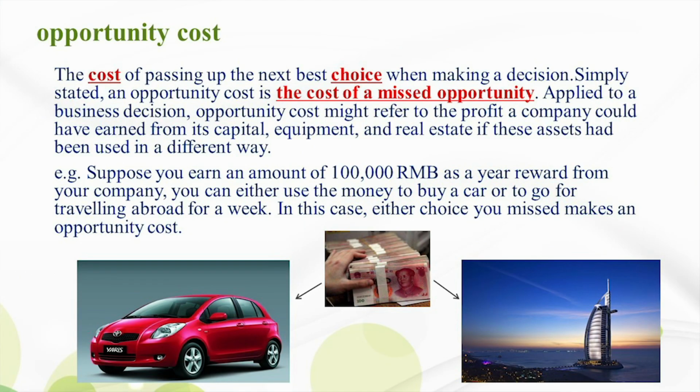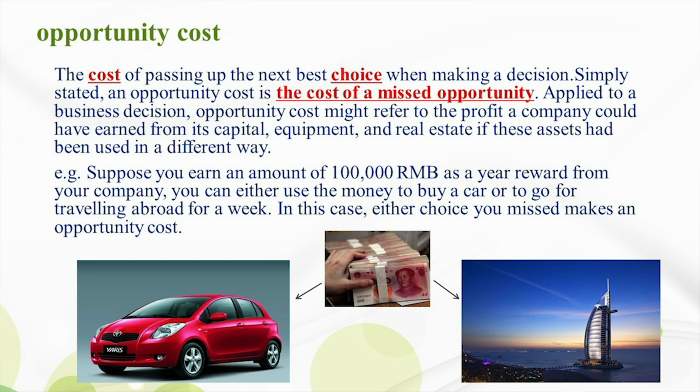For example, suppose you earn an amount of 100,000 RMB as a year reward from your company. You can either use the money to buy a car or to go for traveling abroad for a week. In this case, either choice you missed makes an opportunity cost.